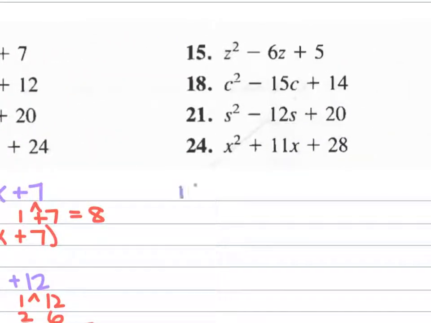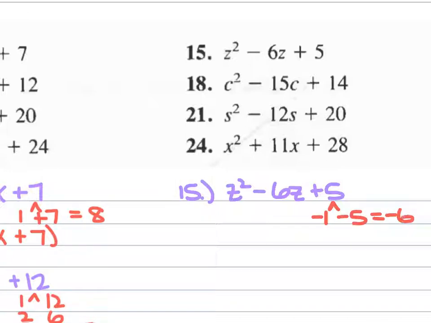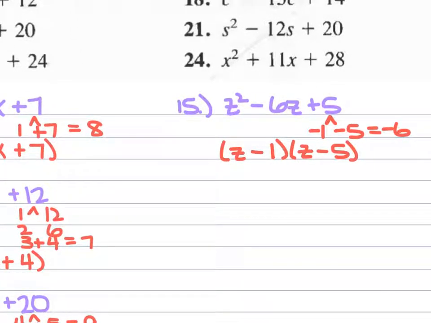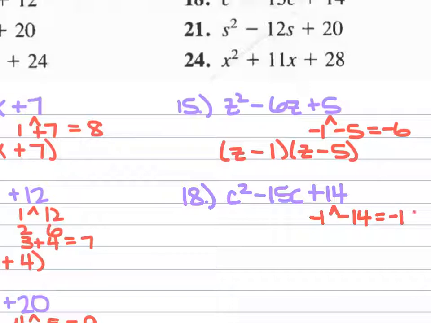If we look at 15, we have z squared minus 6z plus 5. So your factors of 5 that add up to be negative 6 are negative 1, negative 5. So this is going to be z minus 1 times z minus 5. For 18, we have c squared minus 15c plus 14. So your factors of 14 that add up to be negative 15 are negative 1, negative 14. So this is going to give us c minus 1 times c minus 14.